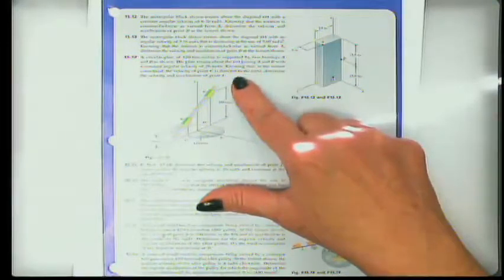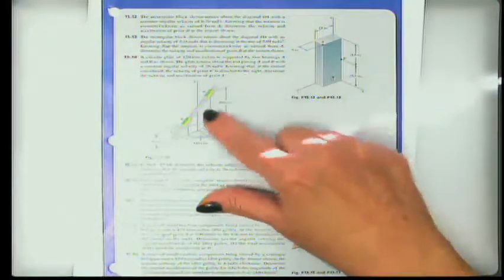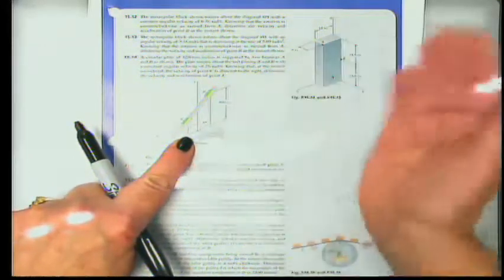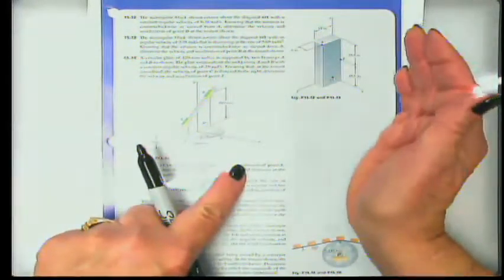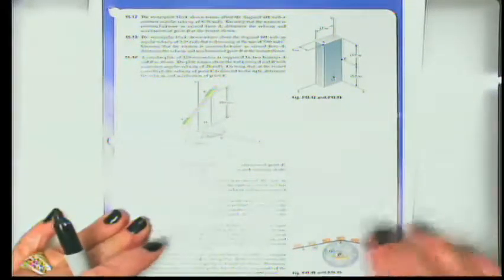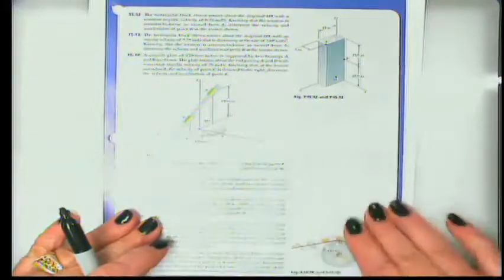But anyway, knowing that at the instant considered, the velocity of point C right here is directed to the right. That means it's purely x. If we're going to use x, y, z Cartesian coordinates, determine the velocity and acceleration of point E.